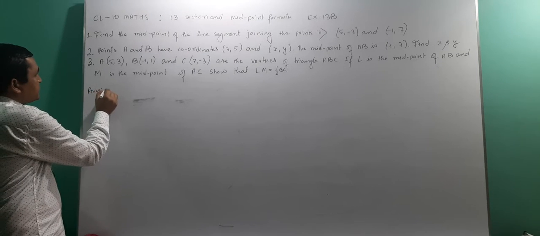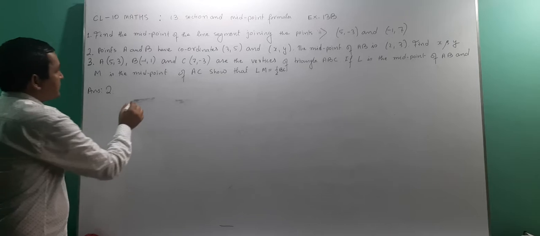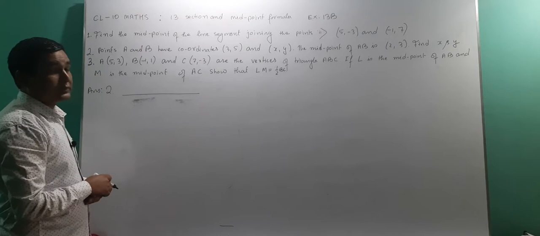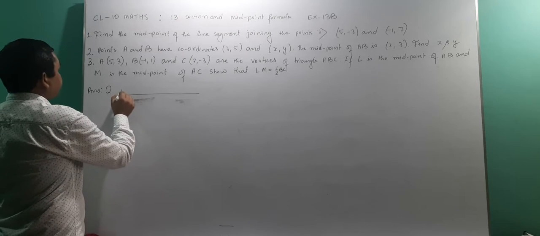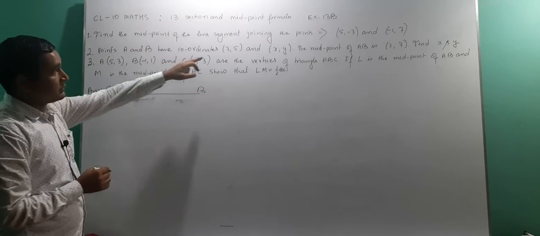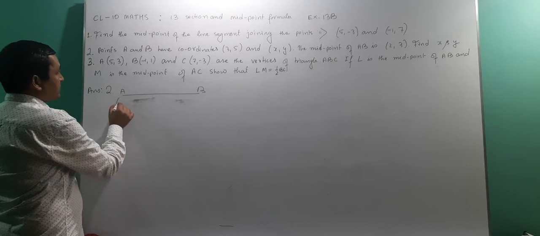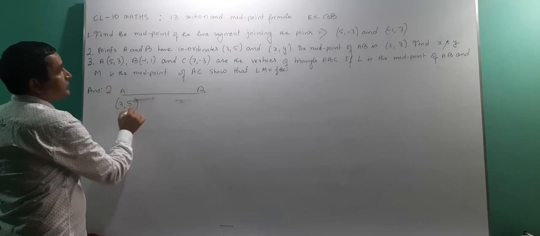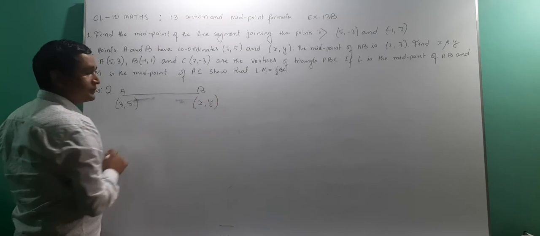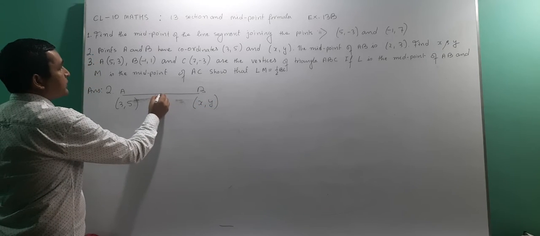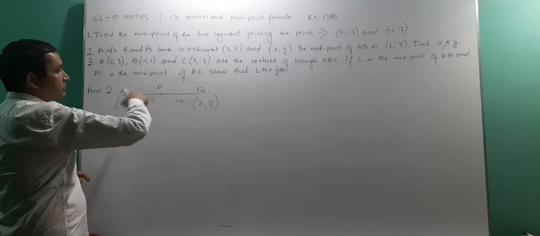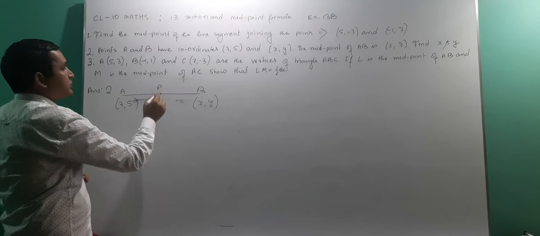Answer of question number 2. Before going to solve this kind of questions, always draw the rough sketch. Now this is A and B. The coordinate of A is given there, 3, 5, and B is x comma y. Then the coordinate of midpoint P is also provided. The coordinate of midpoint AB is how much?